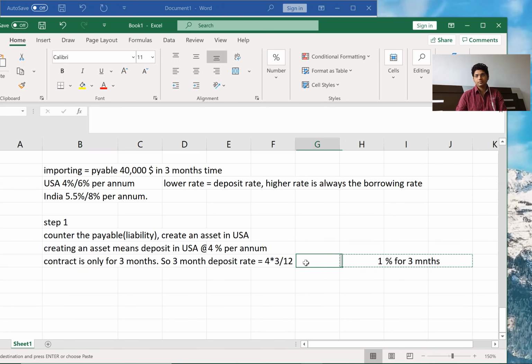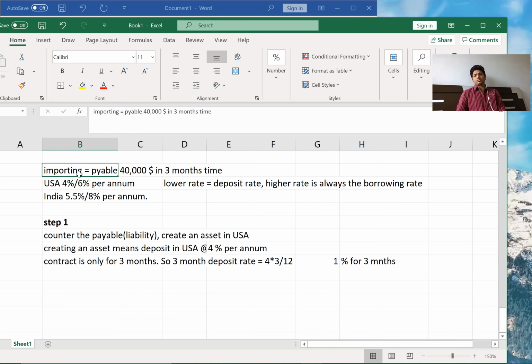So if you understood step 1, I'll explain this once again. We are importing the goods. So we'll be payable $40,000 after 3 months' time, and the 3-month forward rate is not known. So we have to apply some other technique for conversion. I have a liability. I am payable means I have a liability. To nullify this liability, to make this liability zero, I'll do exactly the opposite. I'll create an asset in USA. Why in USA? Because I was payable in USA. So I'll also create an asset in USA.